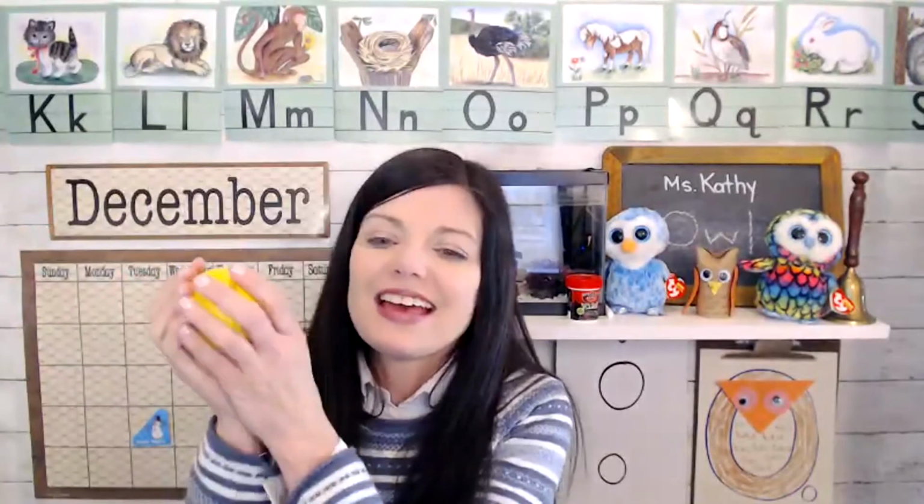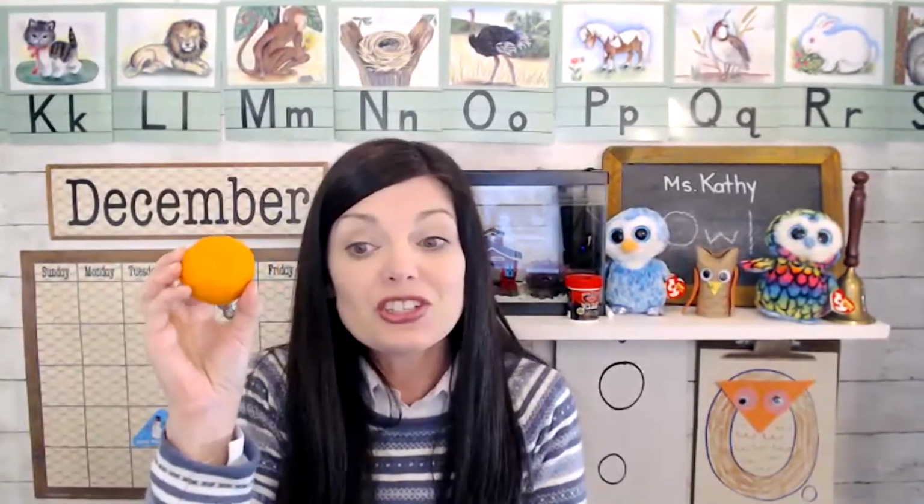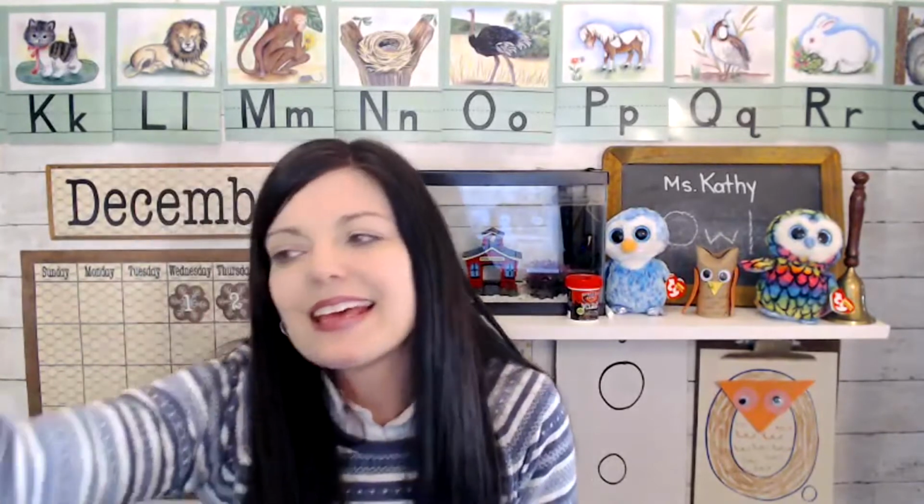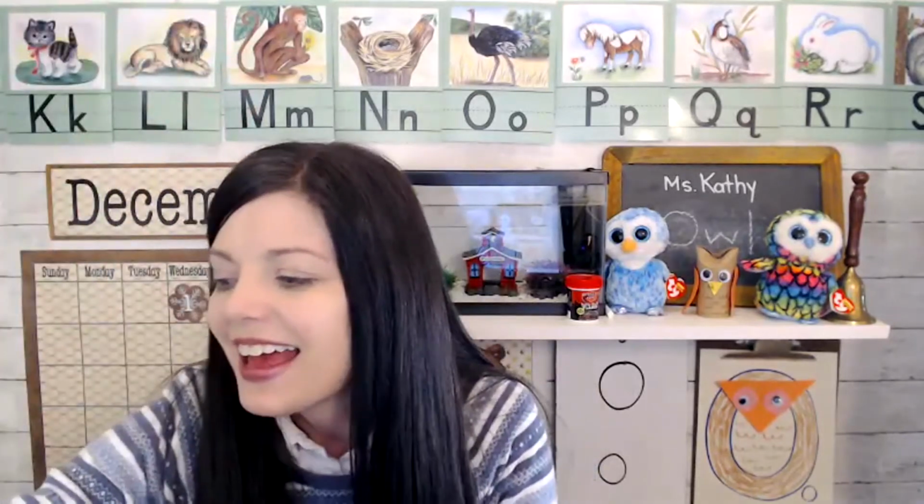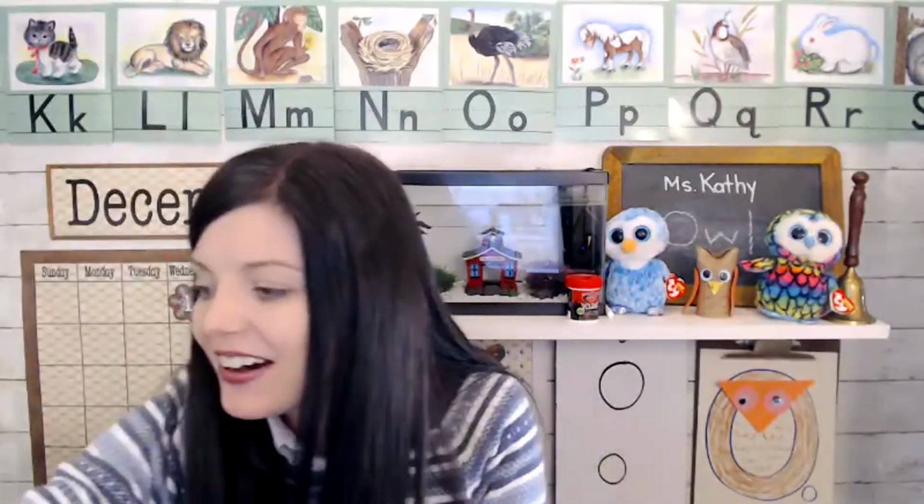Ooh, I found this. This ball is a sphere, isn't it? It's round all the way around. And I also found this orange. What shape is the orange? It's a sphere. Good job. Oh, and look at this. I found an ornament. And what shape is it? It's a sphere. And what about this? Jingle bell, jingle bell. What shape is it? It's a sphere. Good.